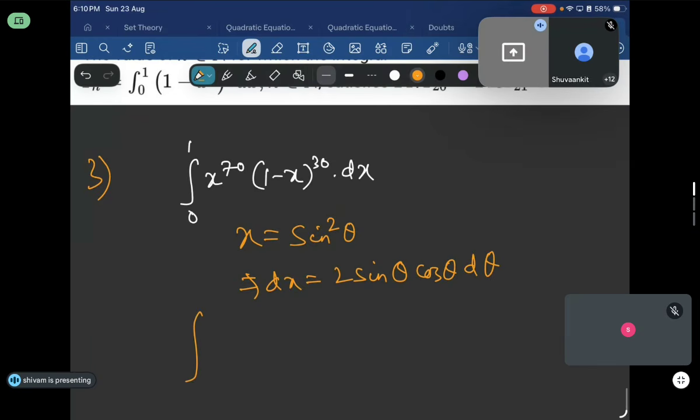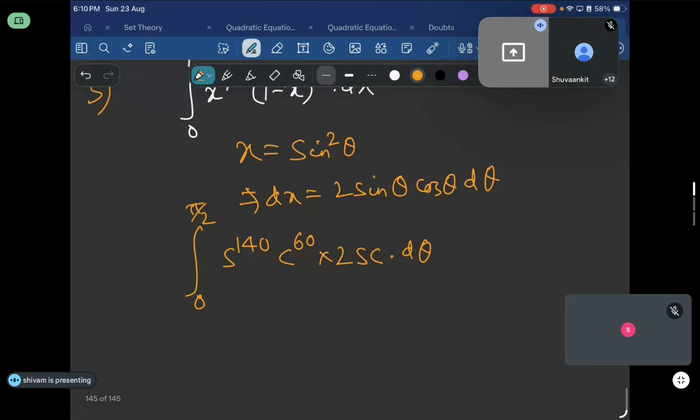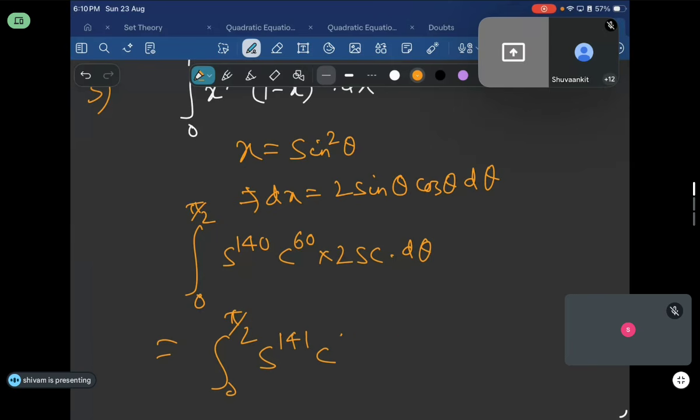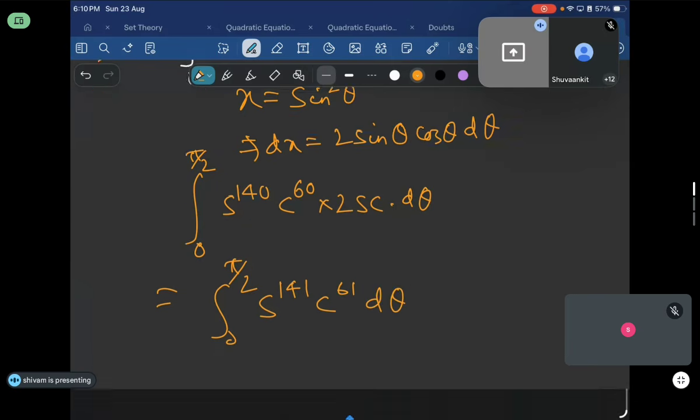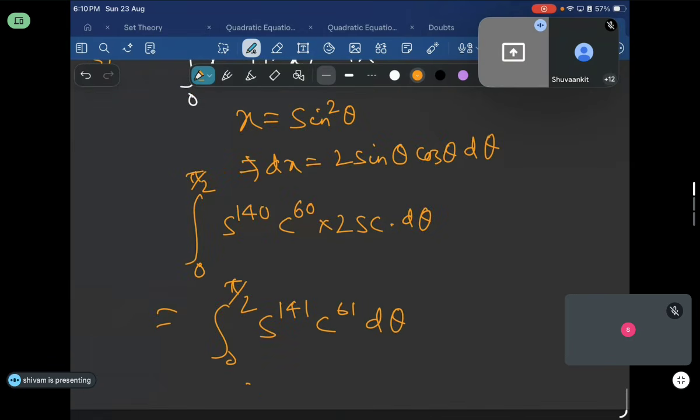Tell me, are you people getting? So let us see how the limit will change. As x tends to 0, theta tends to 0. As x tends to 1, theta tends to pi by 2. Okay, we are going to get sin to the power 140 into cos to the power 60 multiplied by 2 sin theta cos theta d theta. This will give us the integral from 0 to pi by 2 of sin to the power 141 into cos to the power 61 d theta. After this, Wallis, right? So is it clear, Shavankit? After this, I think you can do it, right?